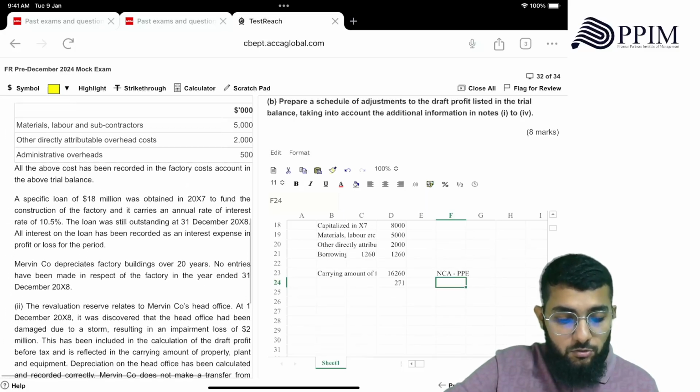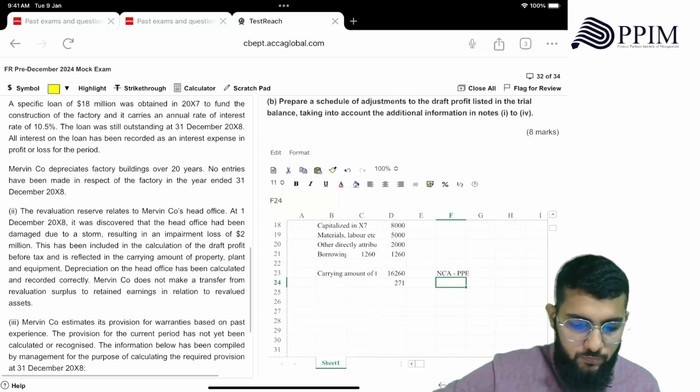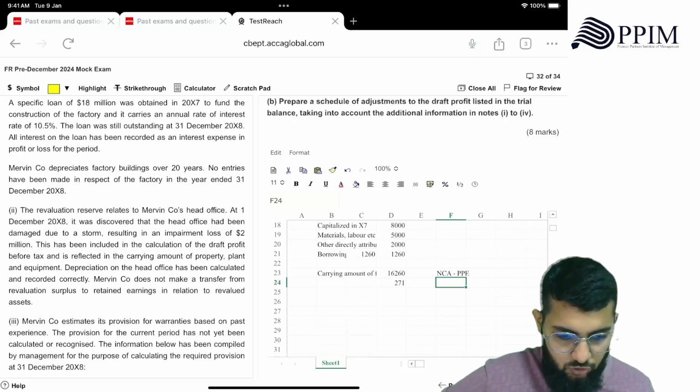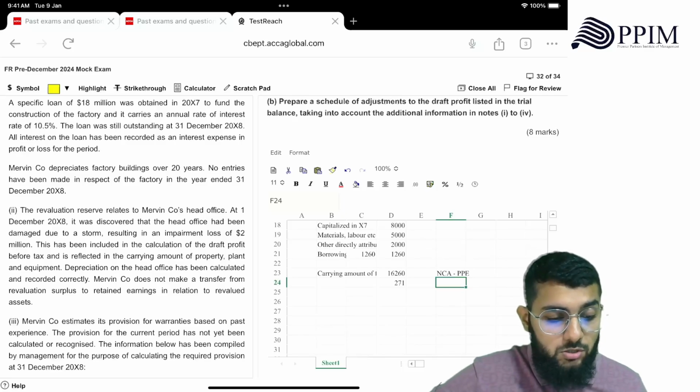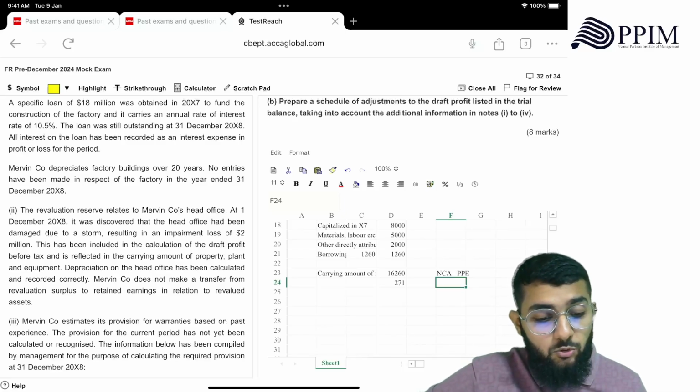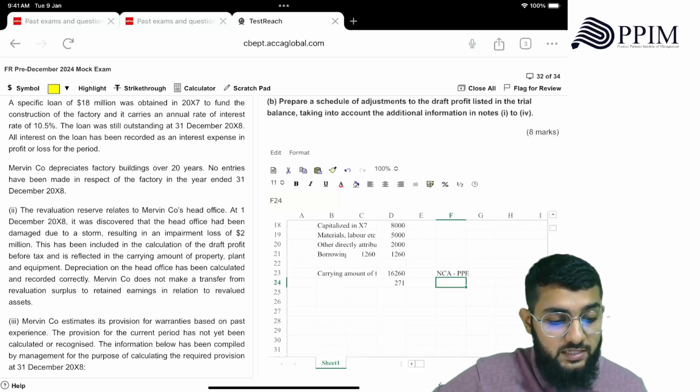Right. Moving on to note number 2. The revaluation reserve relates to Mervyn Co's head office. At 1st of December, it was discovered that the head office had been damaged due to a storm, resulting in an impairment loss of 2 million. This has been included in the calculation of draft profit before tax and is reflected in the carrying amount of property, plant, and equipment.